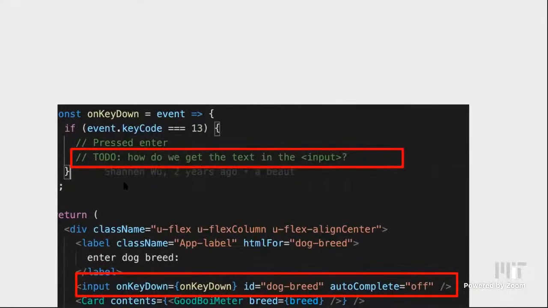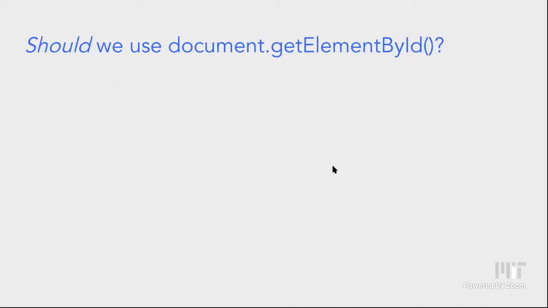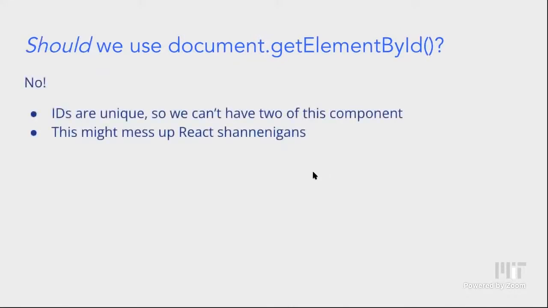And we want to be able to get the text of that input when we press this key down. So again, we could use document.getElementById. However, it's really not a good idea. The reasons are that IDs are unique, which means that your component is no longer reusable if you use an ID. And it also messes up a bunch of other React logic, and you have to be extremely careful even if you were to use it. So we recommend just completely cutting it out. There's absolutely no need to use it.